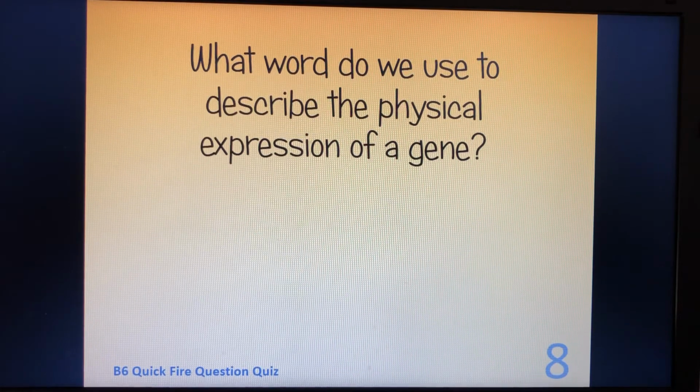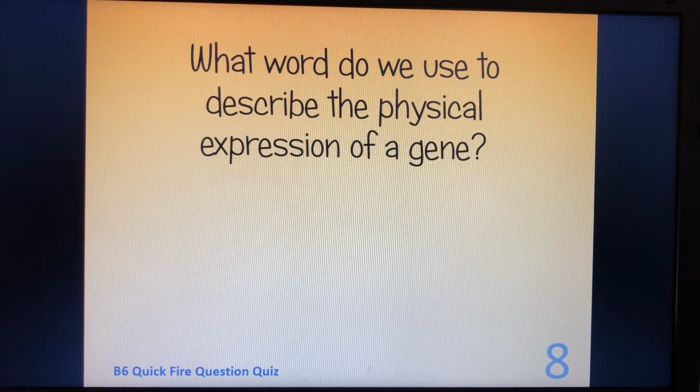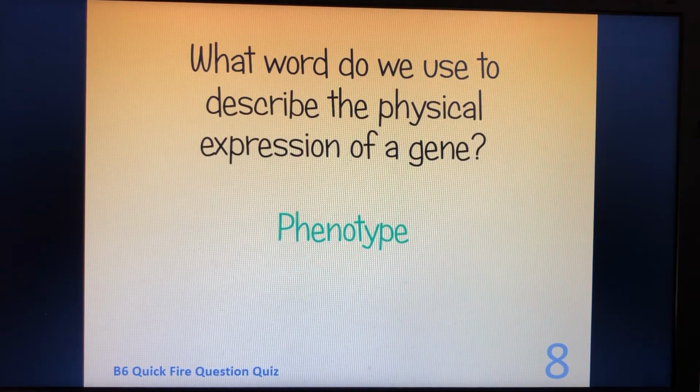Question 8. What word do we use to describe the physical expression of a gene? That word physical gives us a clue, because the answer is a bit similar to the word physical. And the answer is phenotype. We've got the genotype, which is the genetic code, and the phenotype, the physical expression of the gene.